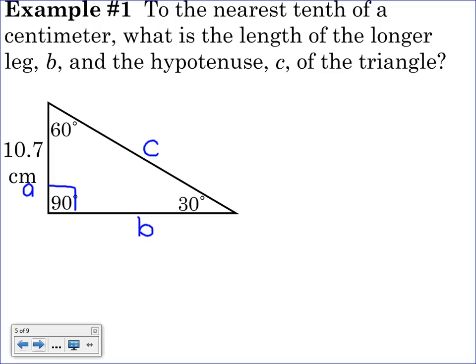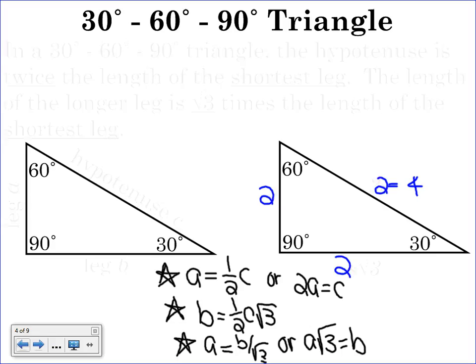Okay, ABC goes in the order of smallest to largest. Now, it asks us to find, first of all, leg B. So we're given leg A. We're asked to find leg B. So we're going to go back to our formula and say, okay, which formula has letters A and B in it? Well, that would be this one.